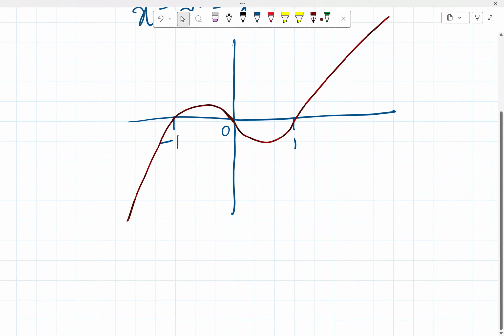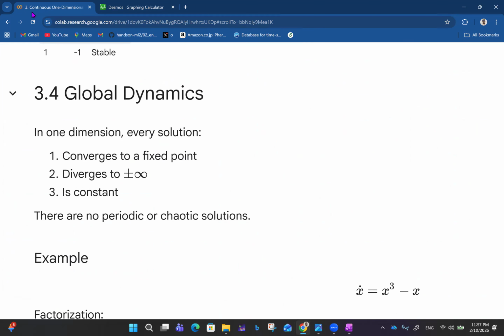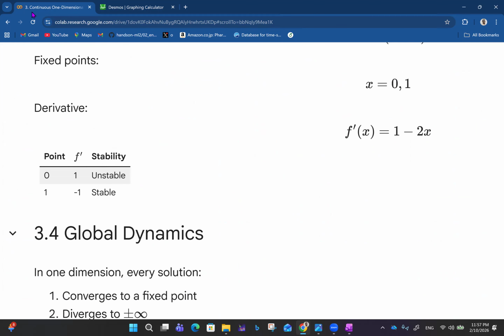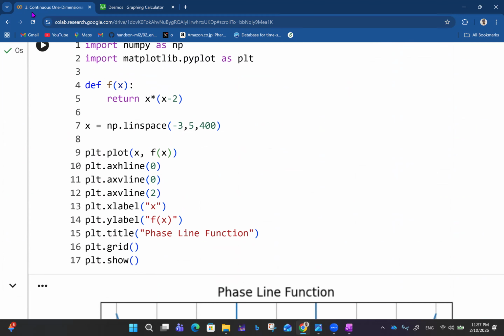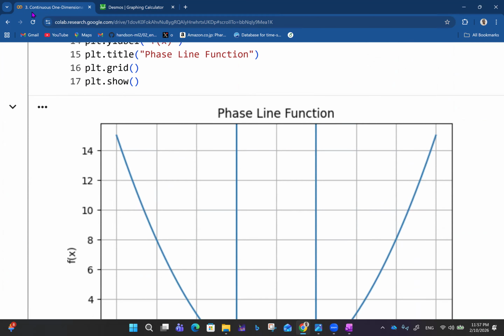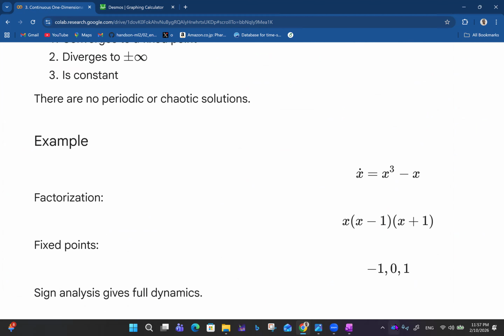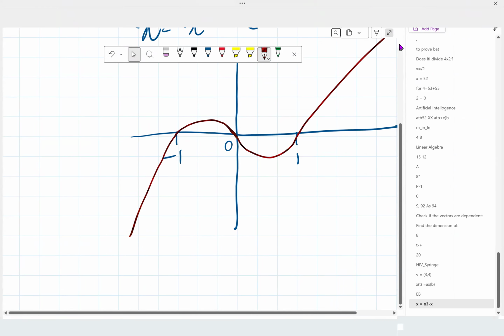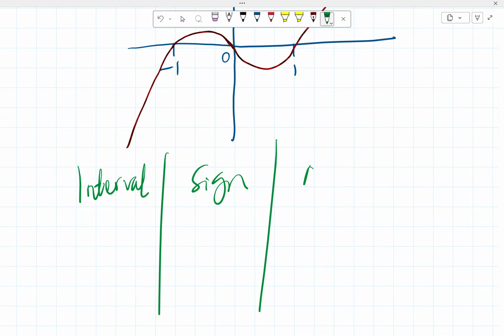Let me look at how the other one was done just to follow the same thing. Okay, I think we're okay. Interval, sign, and direction. Yeah, that's what I wanted to do. So here we have the interval, we have sign, and we have direction.